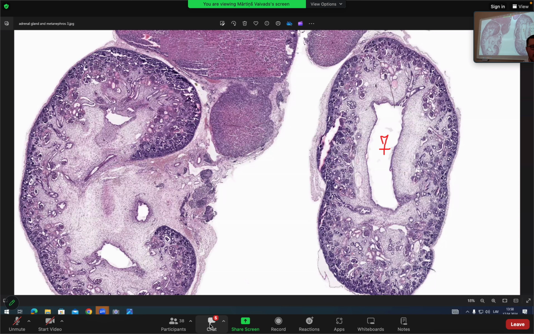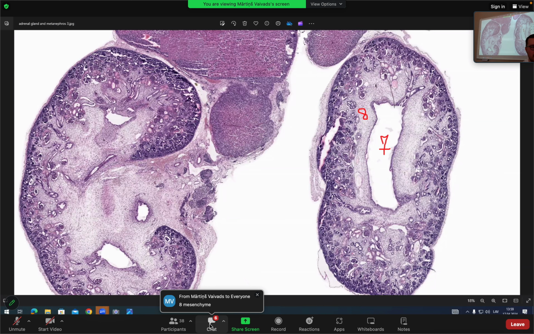We can see a lot of mesenchyme. Number 8, where the medulla will eventually form. Here you have mesenchyme. So there's a lot of mesenchyme present, quite a lot of mesenchyme here.